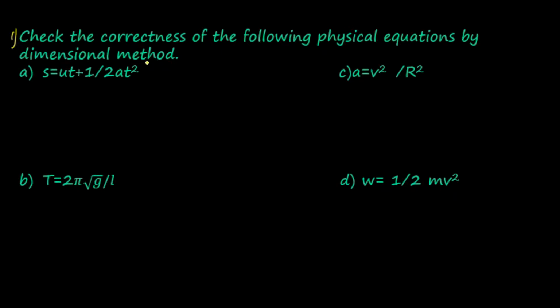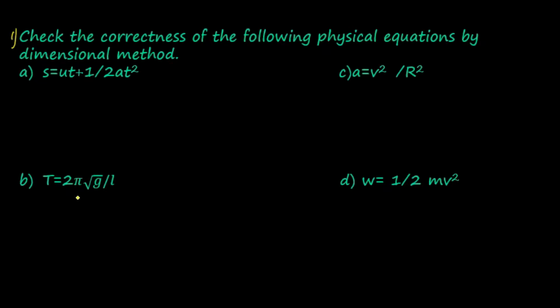The principle of homogeneity states that the dimensions of a physical quantity should be the same on the left hand side of the equation and right hand side of the equation. So we will be solving these questions on the basis of principle of homogeneity. Now let us see the questions. I have given 4 examples here. First one, s = ut + ½at². This is the equation of motion for displacement.